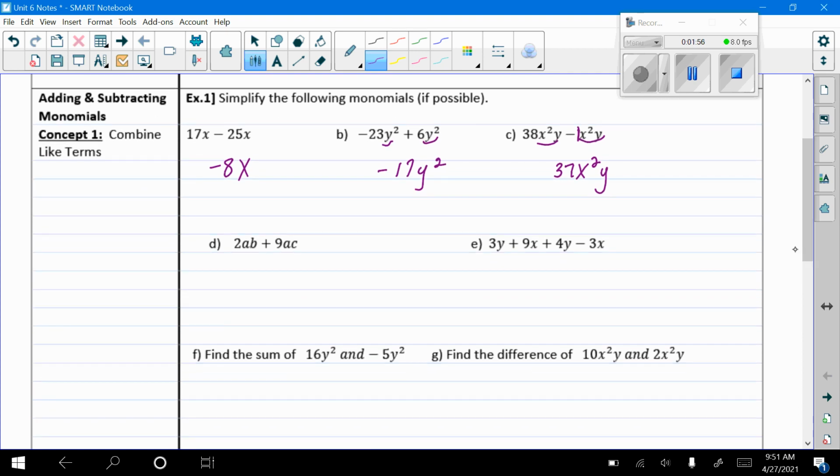On D, I'm looking for like terms, remember that. So I've got an AB here and an AC here. The A is similar, yes, but the B and the C are different. So the AB and AC are not the same. It's kind of like having two kids with the same first name but different last names in class. They're not the same person, okay?